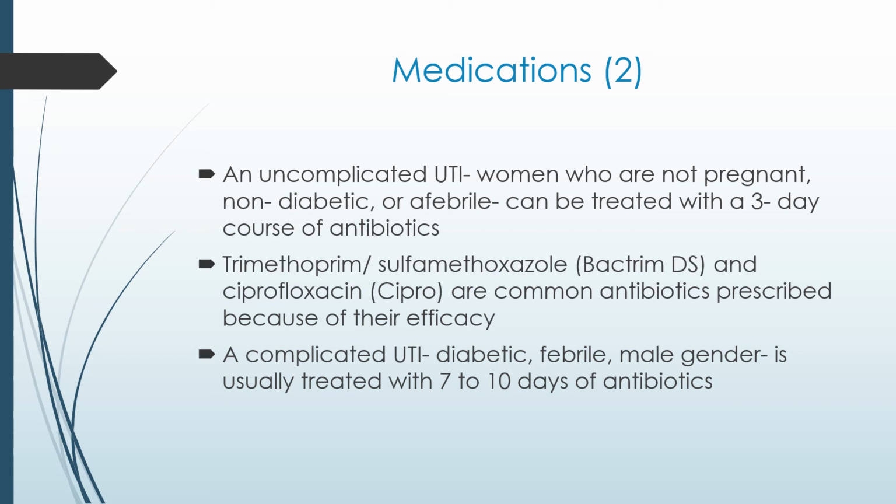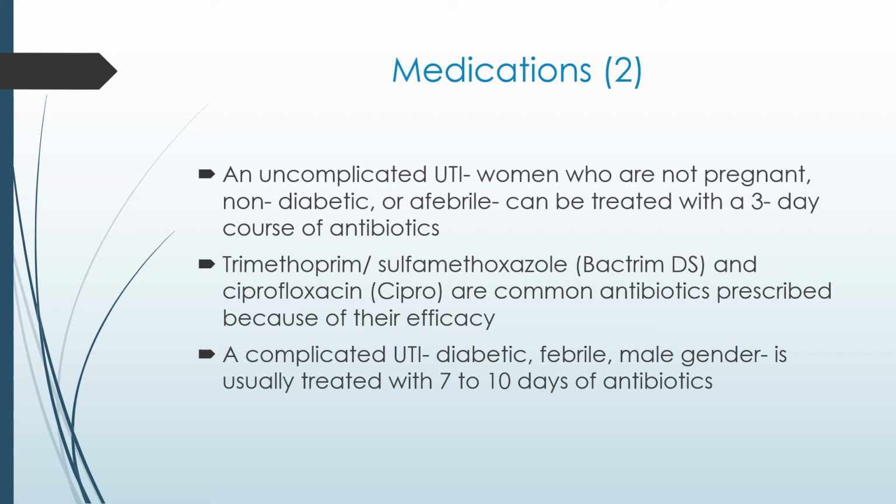So an uncomplicated UTI: women who are not pregnant, they are not diabetic, they are afebrile, can be treated with a 3-day course of antibiotics because it's an uncomplicated UTI. We are catching it right at the beginning stages, right when the client is telling us that they have symptoms. So the woman is not pregnant, she's not a diabetic, but she might be feeling a little, geez, I'm not feeling great. And we can give her a 3-day course of antibiotics and all will be well. Bactrim DS and then Cipro are common antibiotics that will be prescribed because of their efficacy, because they are very efficient.